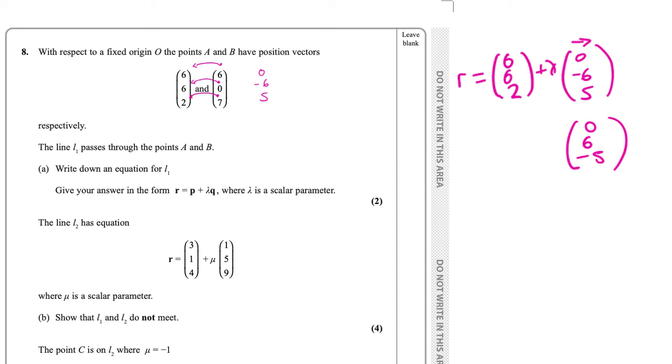So, now it says part B. We have this equation and it says where mu is a scalar parameter, show that they do not meet. So this is really easy. We also have our equation r for L1, right? So it doesn't matter which one you use. If you use a different one, you should still get the same answer.